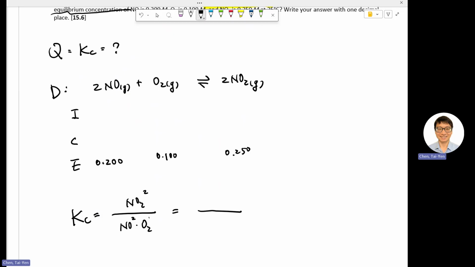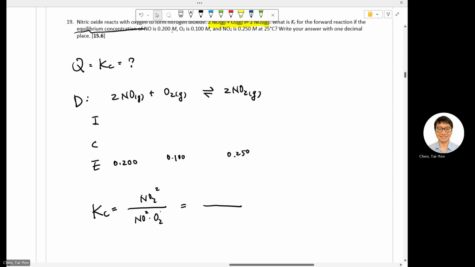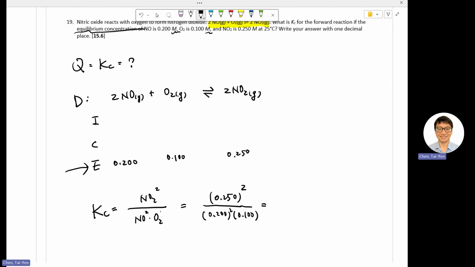When you look back at the question, you see the M, capital M, which is the molarity. It's already a concentration term. Therefore, since it is in the equilibrium row, you can just plug these numbers in: 0.25 squared over 0.2 squared, and then 0.1. By doing that, you'll get a number of 15.6, and that will be your answer.